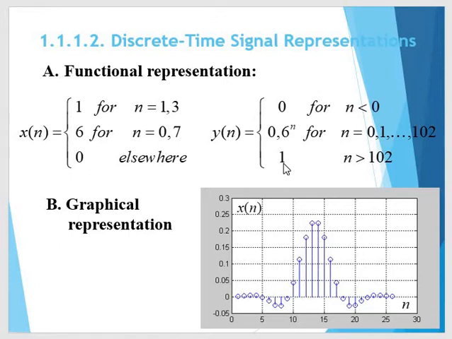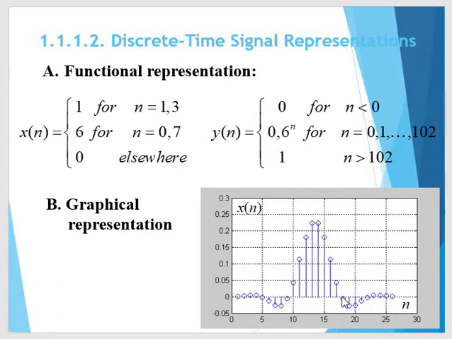The next representation is termed the graphical representation. In functional representation, we give the function, and you have to plot the signal according to that function. But in graphical representation, the plot is already given. According to that plot, you can say this value is this. Graphical representation is nothing but representing the signal through a graph.